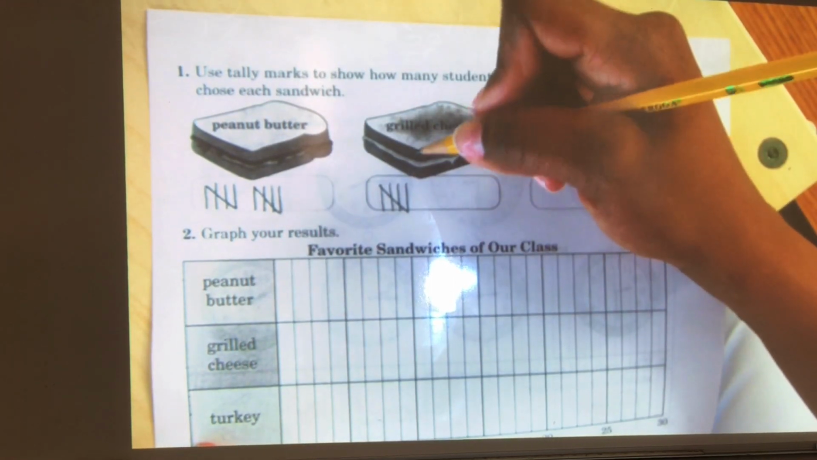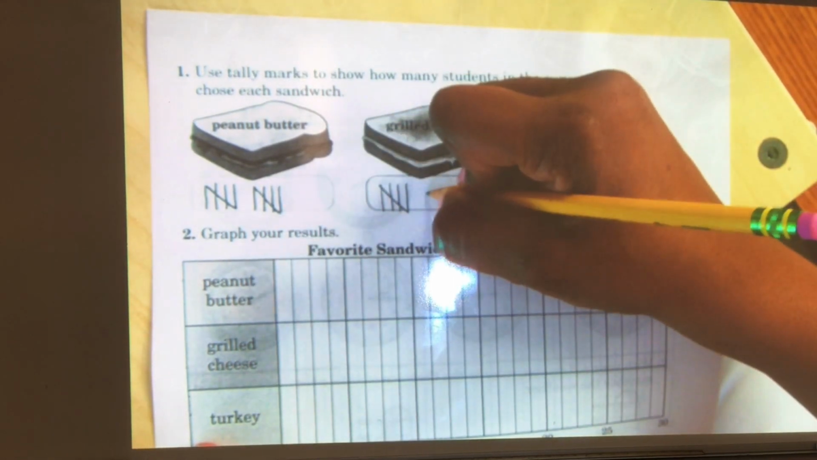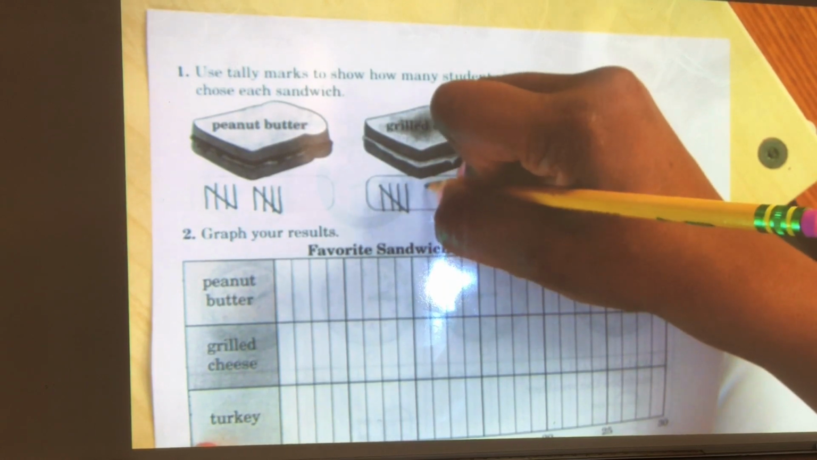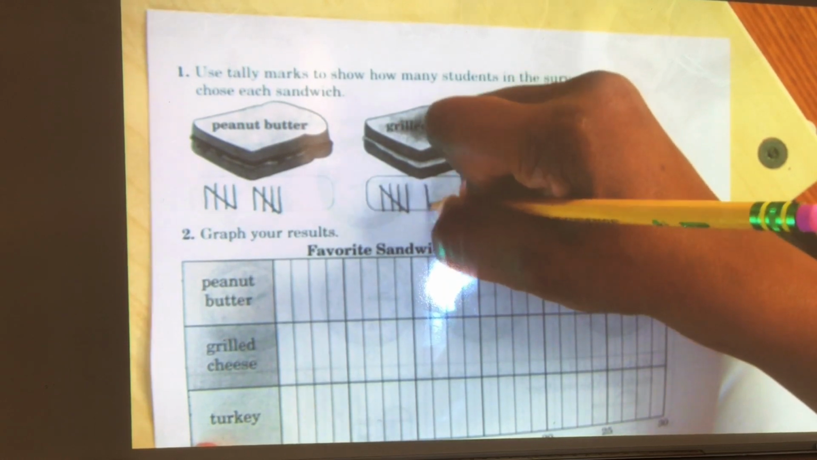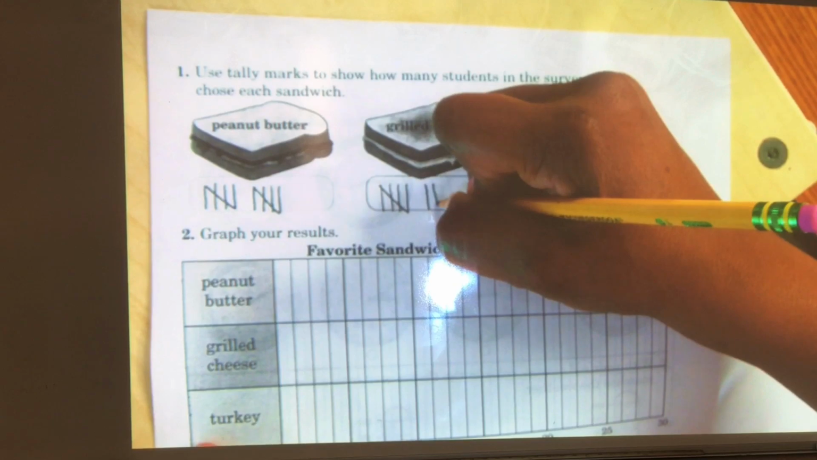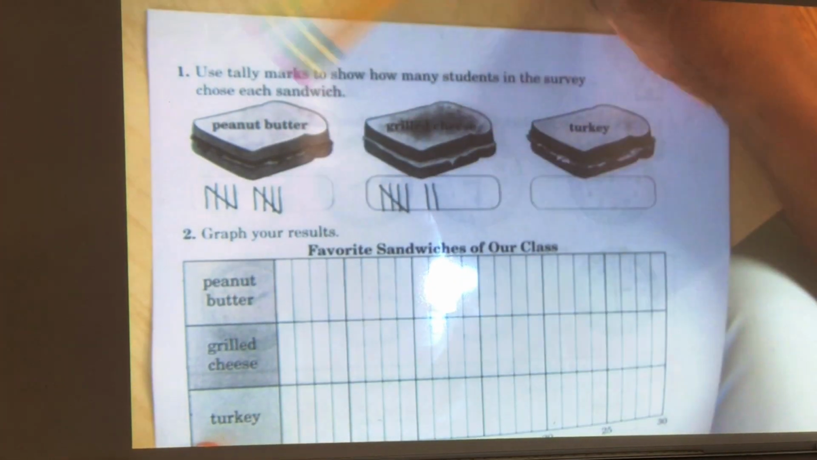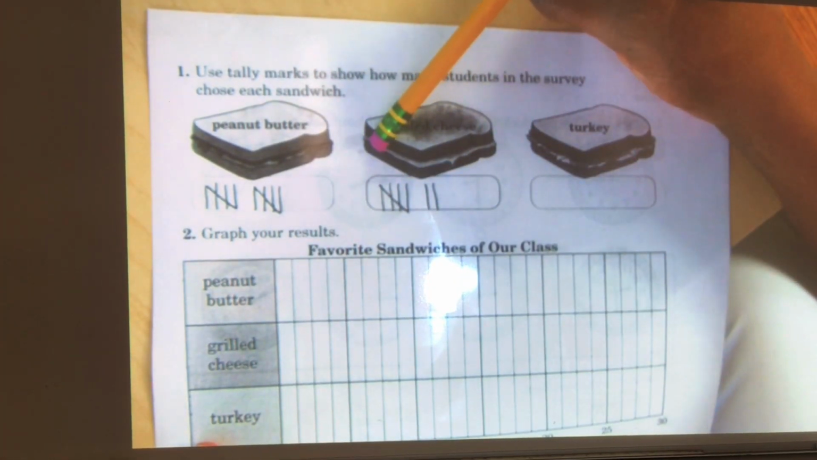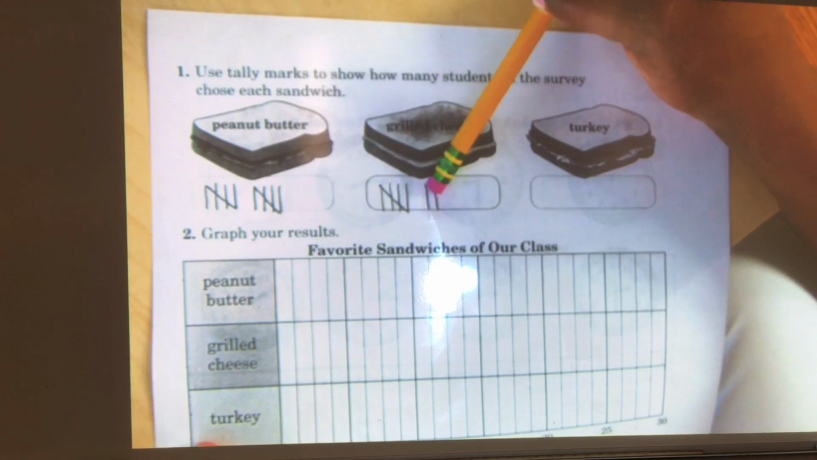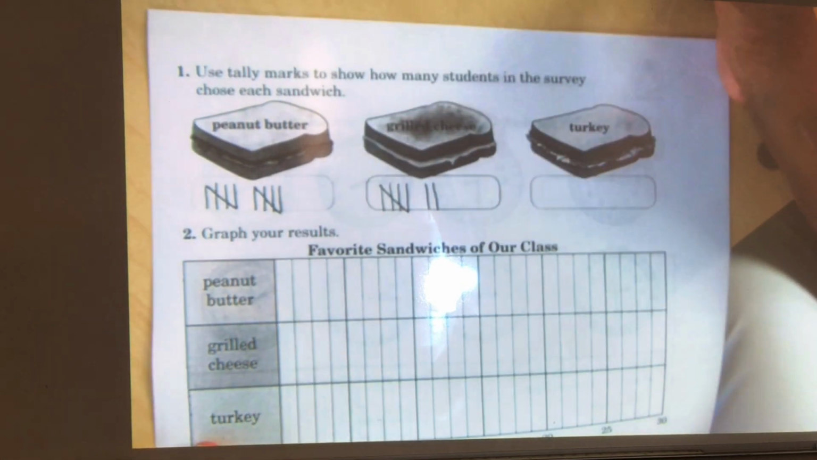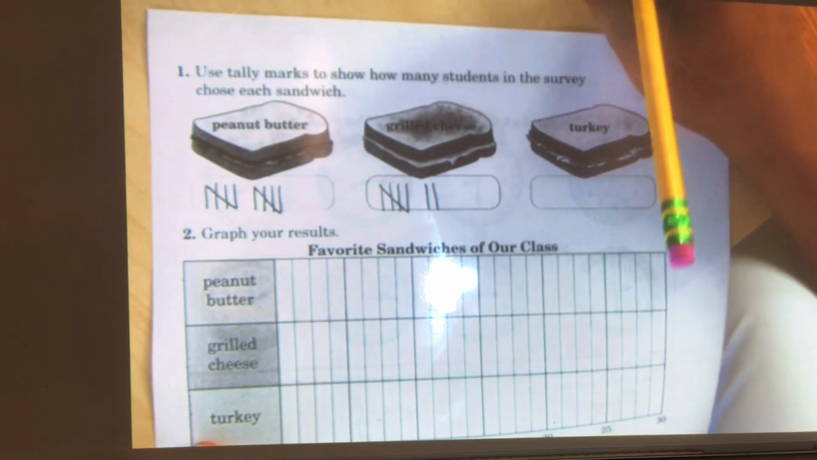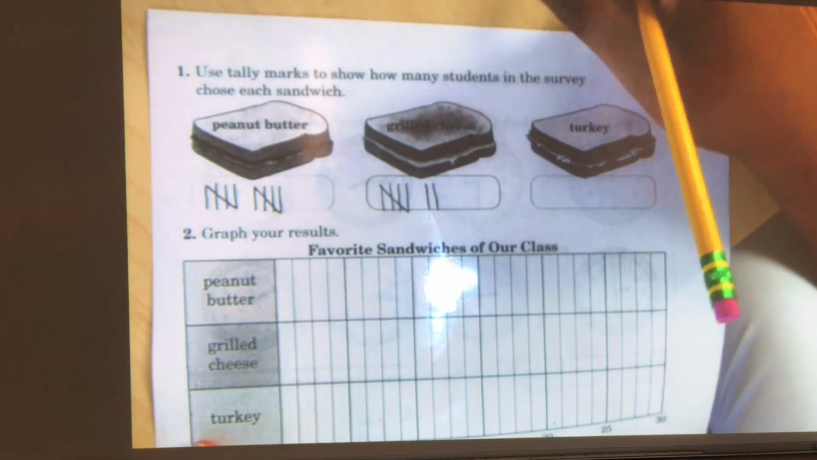I need 2 more students, so I'm going to make 2 straight sticks. And making sure there's a good amount of space, I write 1, 2. So now I have 5, 6, 7. A total of 7 grilled cheese sandwiches.